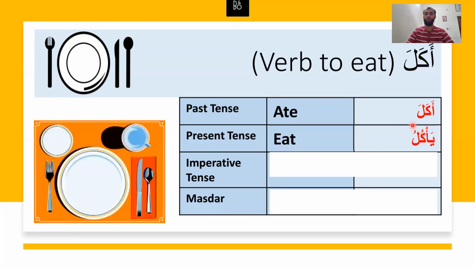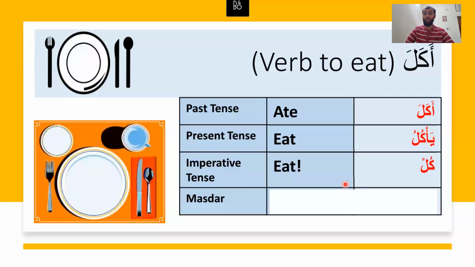So akala, yakulu. If I say eat the lunch now, how would I say eat? Kul. How do I say don't eat? Don't eat in the class. La takul. So yakul is he eats. Takul is you eat. I'd make the ending sukun. Takulu is you eat or you are eating. I'll make it takul and I'll add a la.